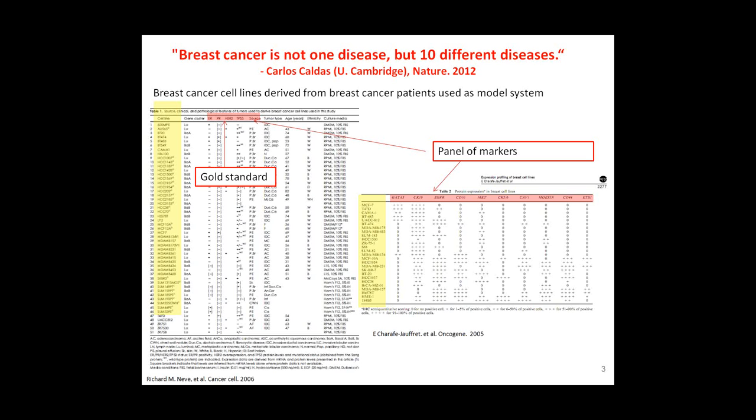So in this case, for breast cancer, there are more than 50 breast cancer cell lines derived from the patients. And traditional gold standard to identify those different subtypes are basically based on the estrogen receptor, progesterone receptor, and HER2 expression. So this is a pretty rough classification. And in order to further identify the subtypes, usually we use a panel of protein markers, as you can see from this table.